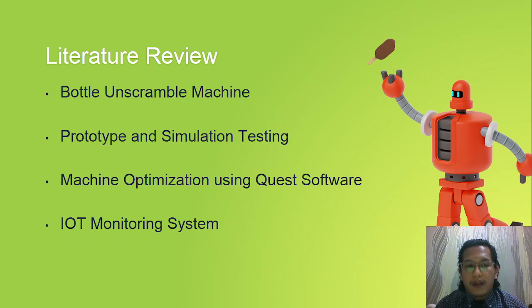And fourth is the Internet of Things monitoring system, which is mostly used now to achieve the Industrial Revolution 4.0, which is more to automation factories. This IoT can be used on the phone which is connected to the machine and can make ease of the supervisor's job to monitor it from time to time.